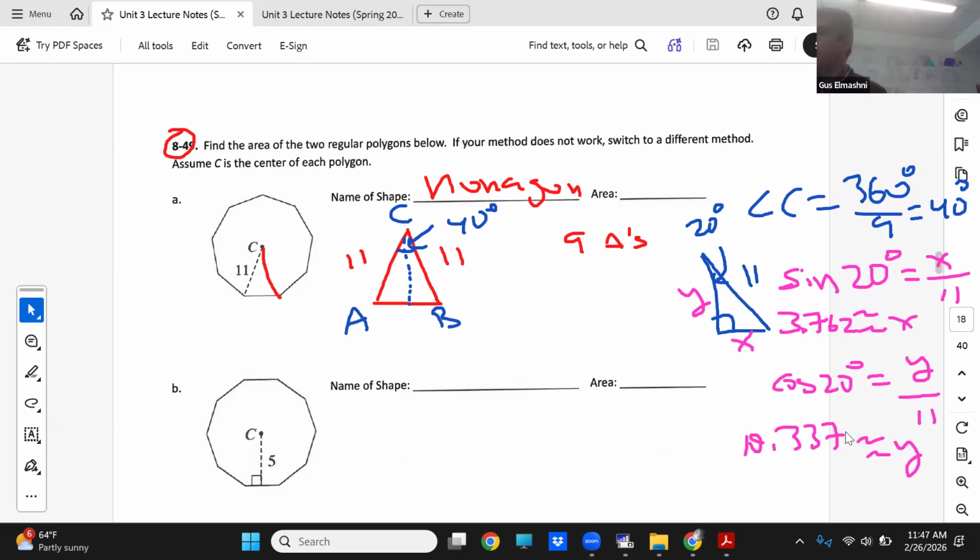Oh, that might have been, you did cosine? Yeah, that's the other one. Yes, you're good. Yeah, that's for the vertical. Yeah, for the vertical leg.